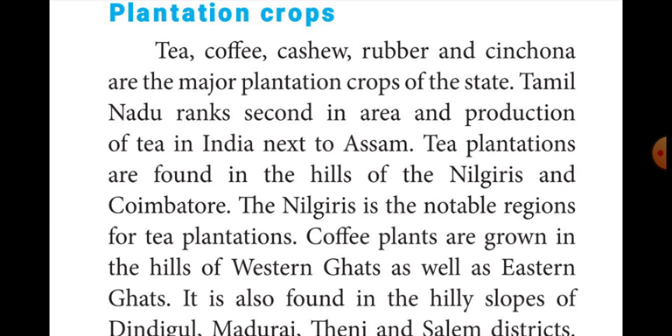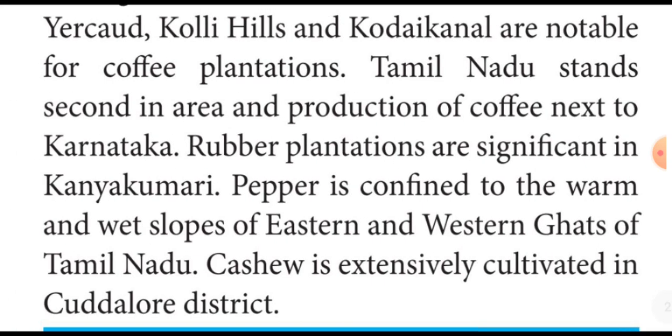Then coffee is also one of the important plantation crops. Tamil Nadu gets the second place in cultivating coffee. Sorry, the first place is Karnataka, the second place is Tamil Nadu. Then the third one is rubber, mostly cultivated in Kanyakumari district. Then cardamom, pepper, cashew nut are also cultivated mostly in Tamil Nadu. These are plantation crops.